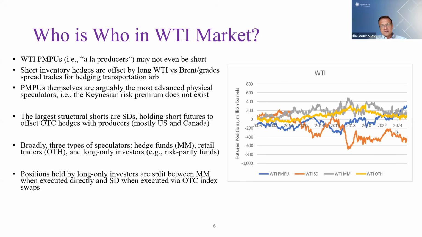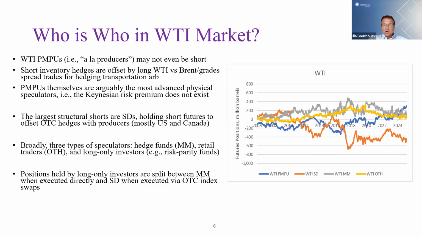That's why you see that this line is short. And by analyzing the behavior of this line, you can see whether producers are selling more, like in this case, or they're covering some of the shorts. So that's actually an important category to analyze. But again, you should be looking at the swap dealer bucket rather than the PMPU on WTI.